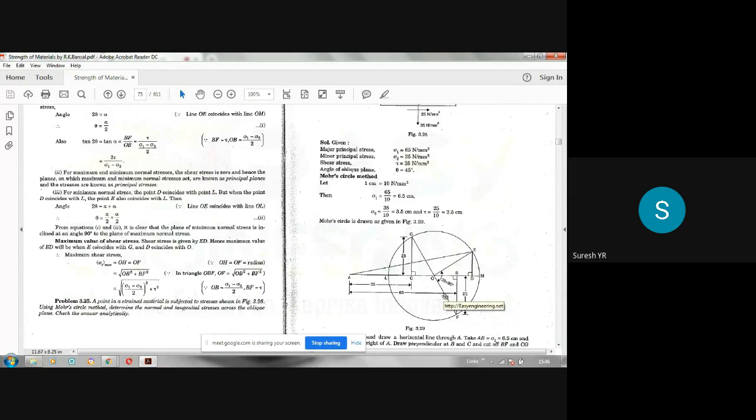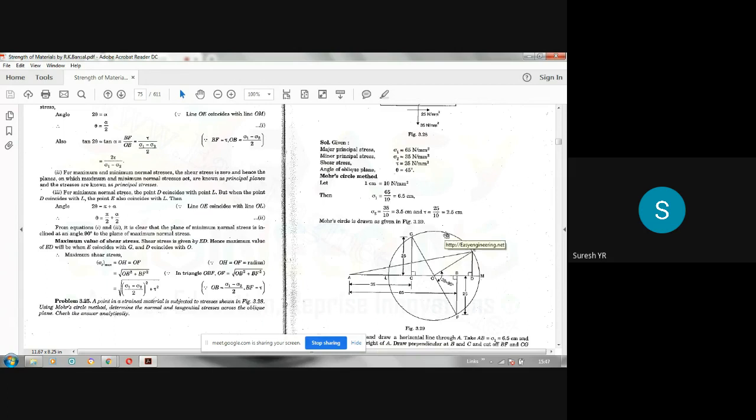That is second point. Third step, join these 2 points, G and F. It will cut at some point O. That is the third step. Fourth step, keeping O as center, draw a circle. So this circle is called as the Mohr circle. Mohr circle of stresses. In general, it is called as Mohr circle of stresses.